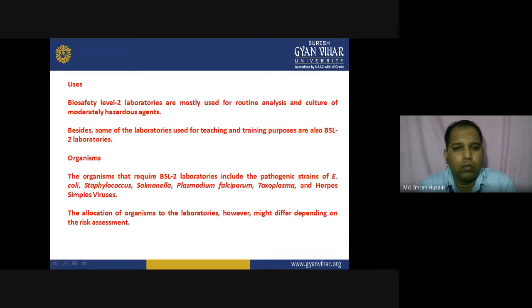Coming on to the organisms that are required in BSL-2 laboratories include pathogenic strains of E. coli, Staphylococcus, Salmonella, Plasmodium, Toxoplasma, herpes, and other viruses. The allocation of organisms in the laboratory, however, might differ depending on the risk assessment. So every individual has a different working scenario, and the basic design of BSL-2 laboratories is very similar. There might be some differences in the installation or in the placement of the equipment.